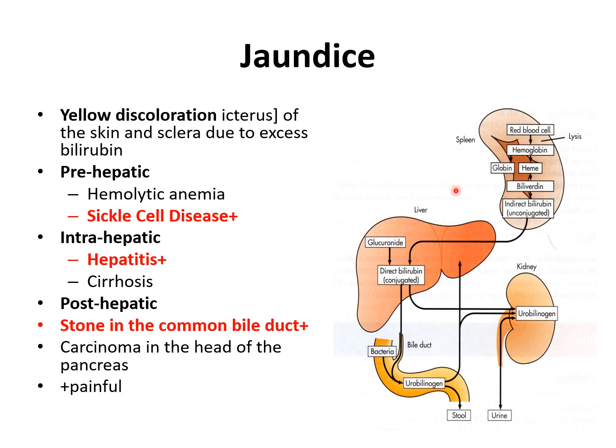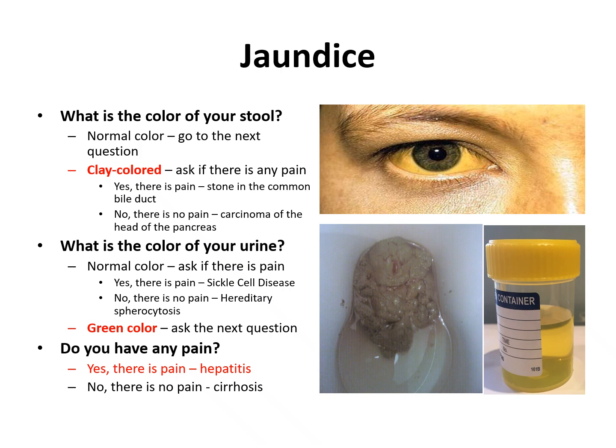So we're going to look at the color of the urine. We're going to look at the color of the stool to help us to work out which of the 6 causes of jaundice this is more likely due to. So here are the 3 questions. If you have a patient with jaundice, and you can confirm the jaundice by seeing the skin being yellow and the sclera of the eye being yellow, you ask the patient what's the color of the stool. If the stool is normal color, meaning brown, you go to the next question, which is the color of the urine, and then you ask the 3rd question.